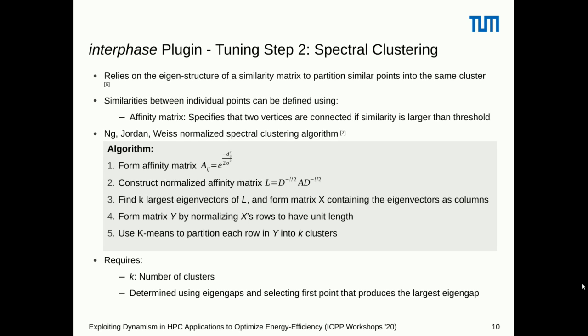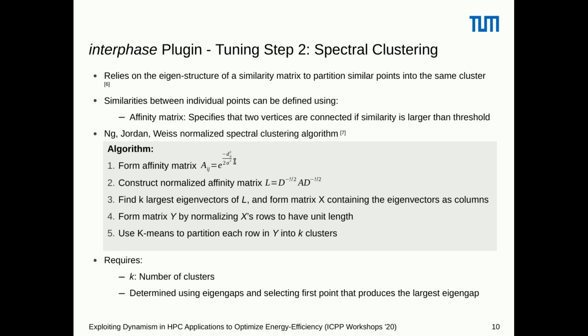Similarities between individual points can be specified using an affinity matrix that says that 2 vertices are connected if the similarity between them is larger than a certain threshold. We use the well-known Jordan-Weiss normalized spectral clustering algorithm to cluster the set of noise points into k different clusters. Here, we first form the affinity matrix as defined by this equation. The Dij term here refers to the radian distance between points i and j, and sigma is the connectivity or scaling parameter and controls the width of the neighborhood. For more technical details on the algorithm, please refer to our paper.